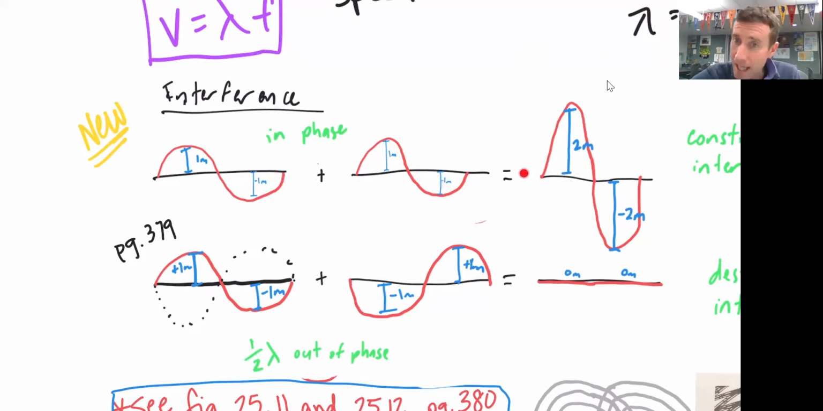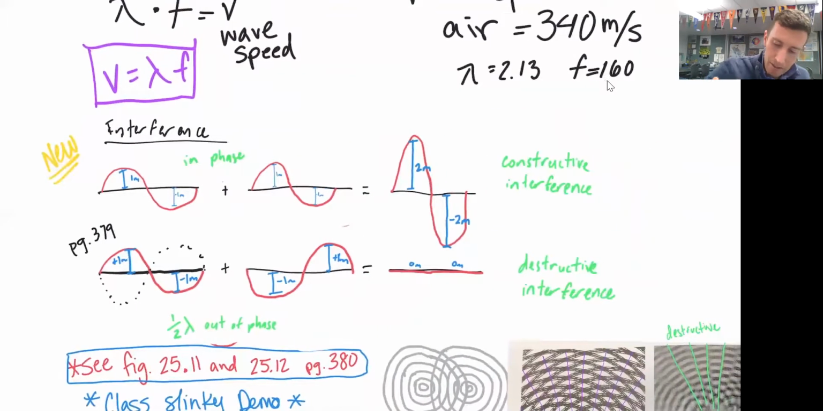So when I add them together, it's like I'm laying them on top of each other. And I end up with a wave that is twice as high. It goes 2 meters up and then 2 meters down, because 1 plus 1 is 2, and -1 plus -1 is -2. All right. We call that constructive interference because they're adding together, or constructing on top of each other. So that would be perfect constructive interference, where they match perfectly in phase.